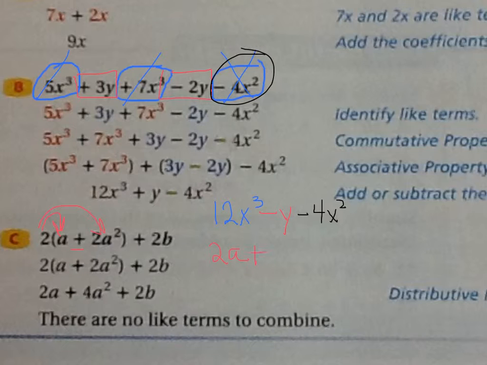Plus, distribute the 2 to the 2a squared. So it's like saying you have 2 groups of a squared, but I'm going to double them. So how many a squares will I have? 4. 2 times 2 is 4a squared. And then copy down what you have not used, plus 2b. Now we have 3 terms that we have to look at. We have a, a squared, and b. Can we combine anything? No, nothing's the same. So there are no like terms to combine.